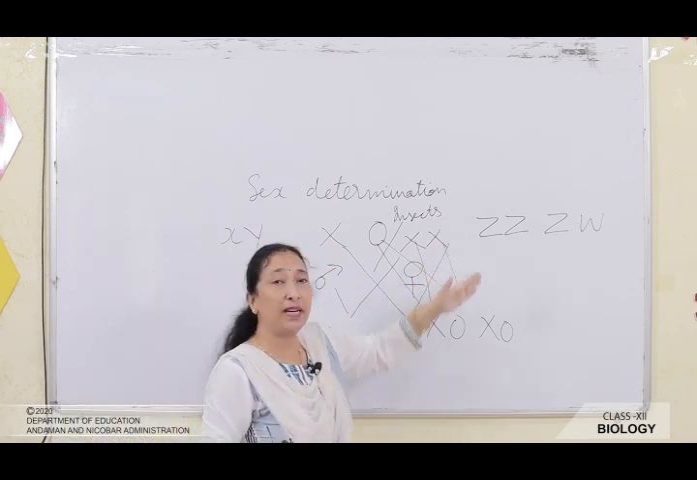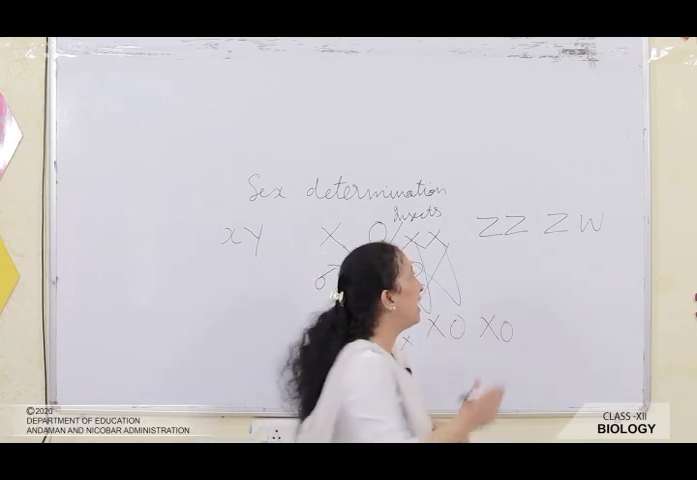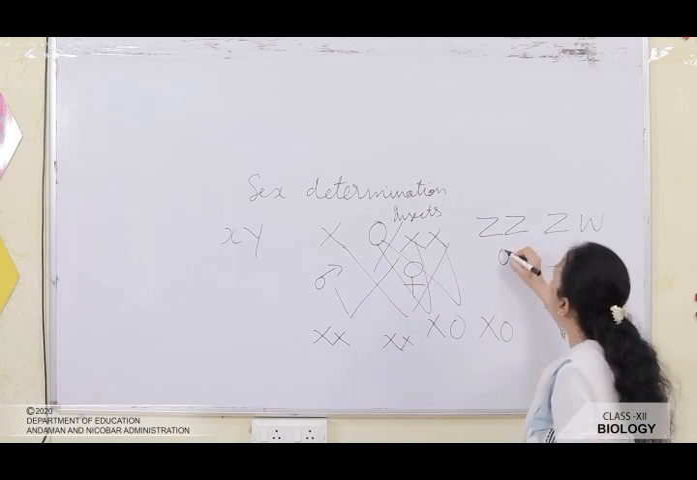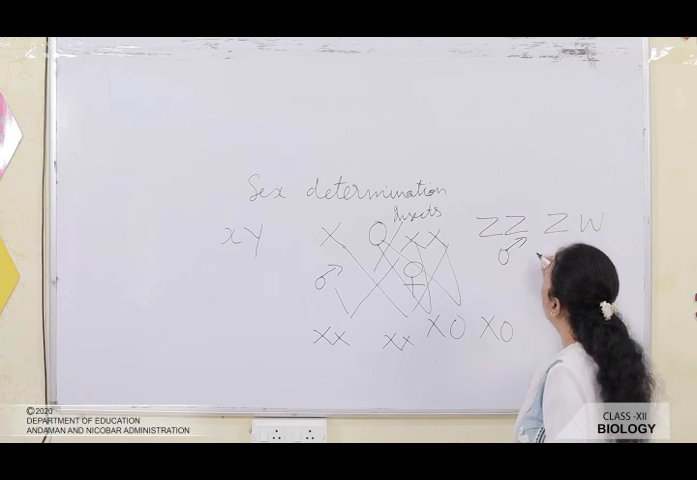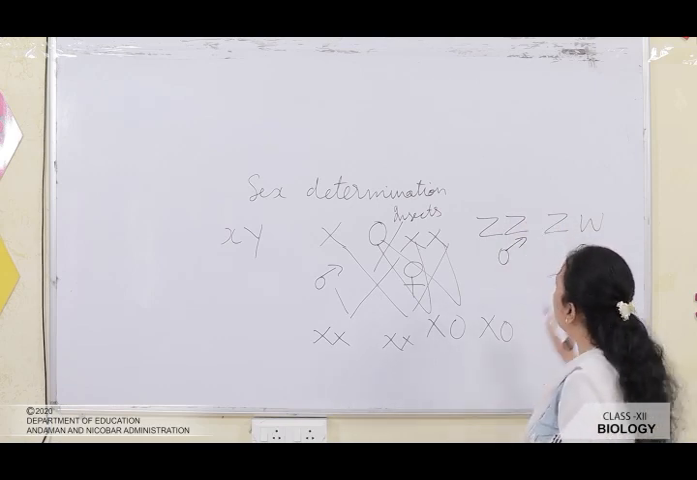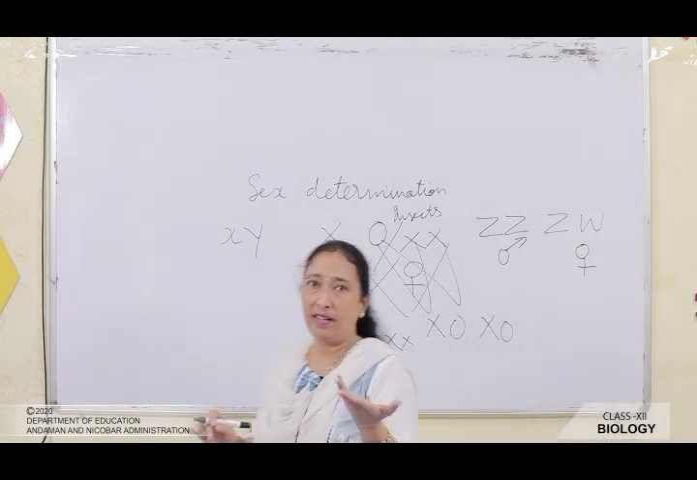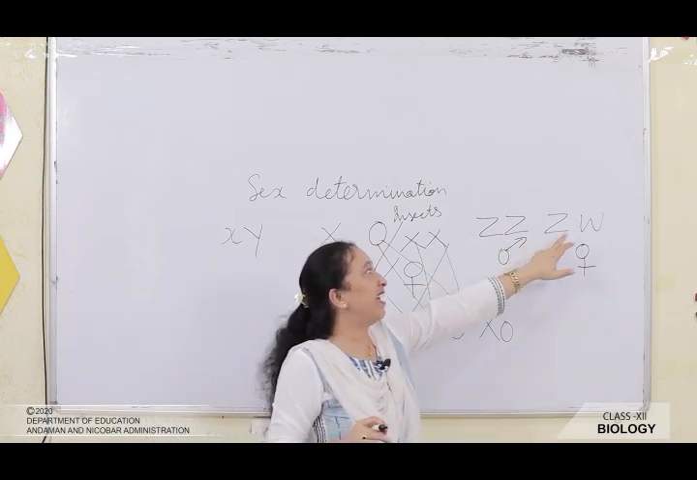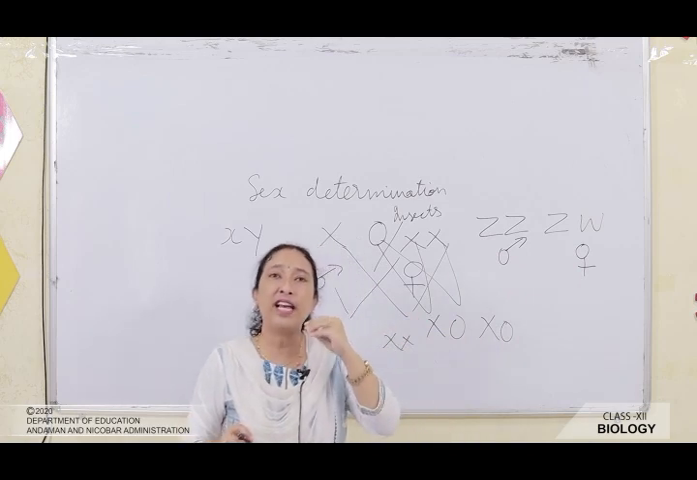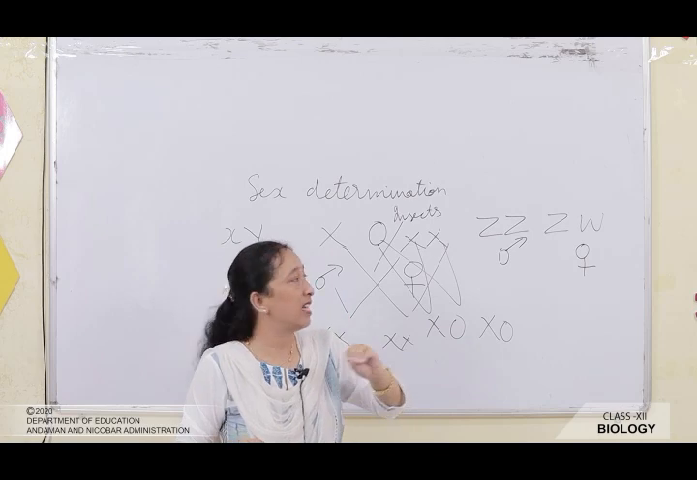Similarly, in birds and domestic fowls, this type of formation is seen. The male has the same type of gametes; apart from the autosomes, the sex chromosomes are 2Z, and in the female it is ZW. So the male has 2 Z chromosomes, but in the female one is Z and one is W. Here the sex will be determined by the female counterpart, in domestic fowls and all.